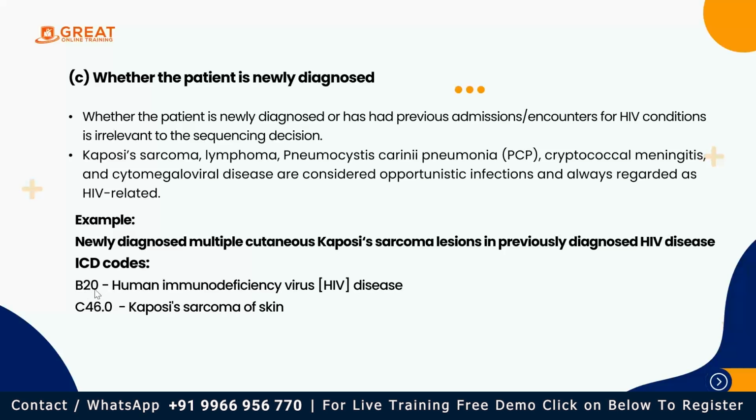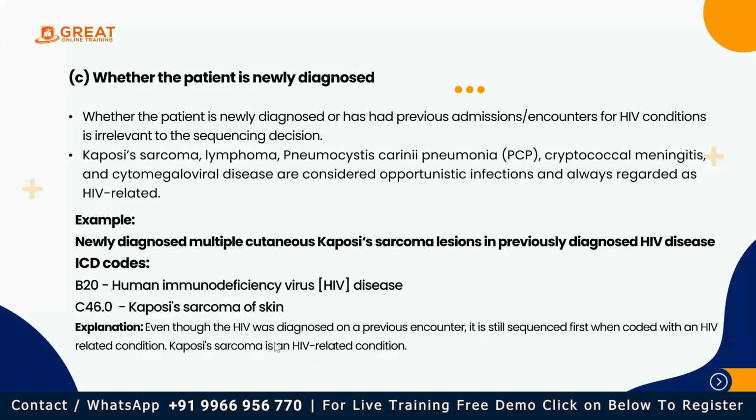In this condition also, we have to code B20 as a principal diagnosis plus C46.0 for Kaposi sarcoma of skin, because this is HIV related. Even though HIV was diagnosed on a previous encounter, it is still sequenced first when coded with an HIV related condition. And Kaposi sarcoma is an HIV related condition. Even though HIV is a previously diagnosed disease and Kaposi sarcoma is a new diagnosis here, Kaposi sarcoma is caused because of HIV. That's why we have to code B20 as a principal diagnosis.